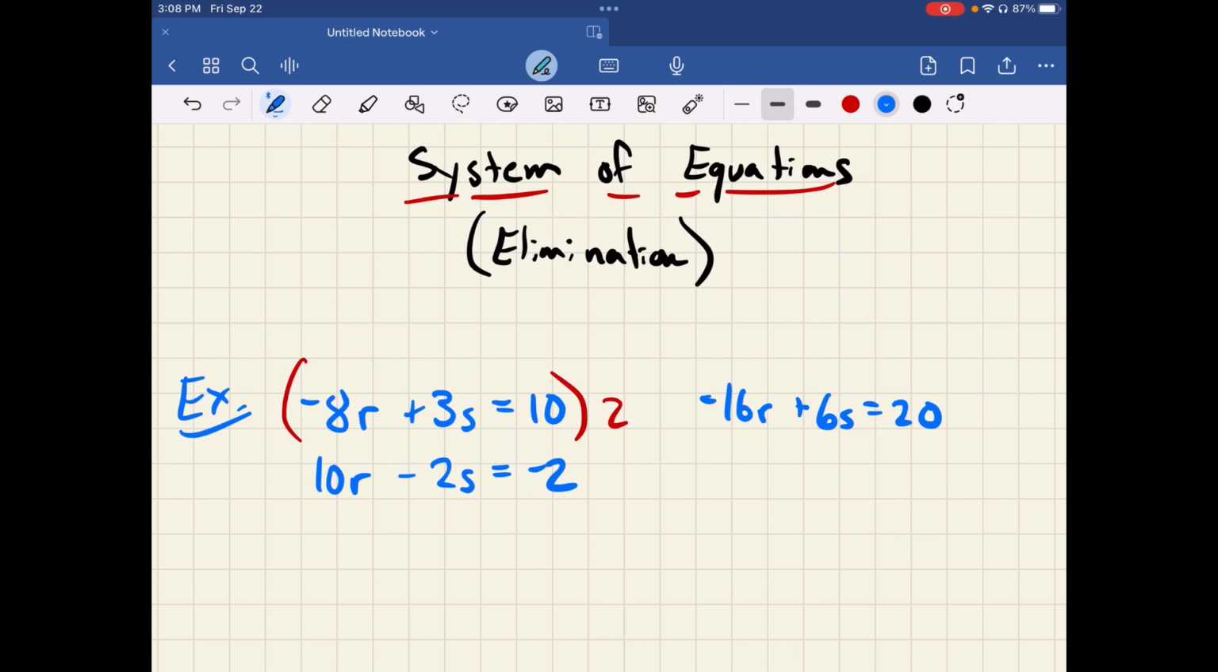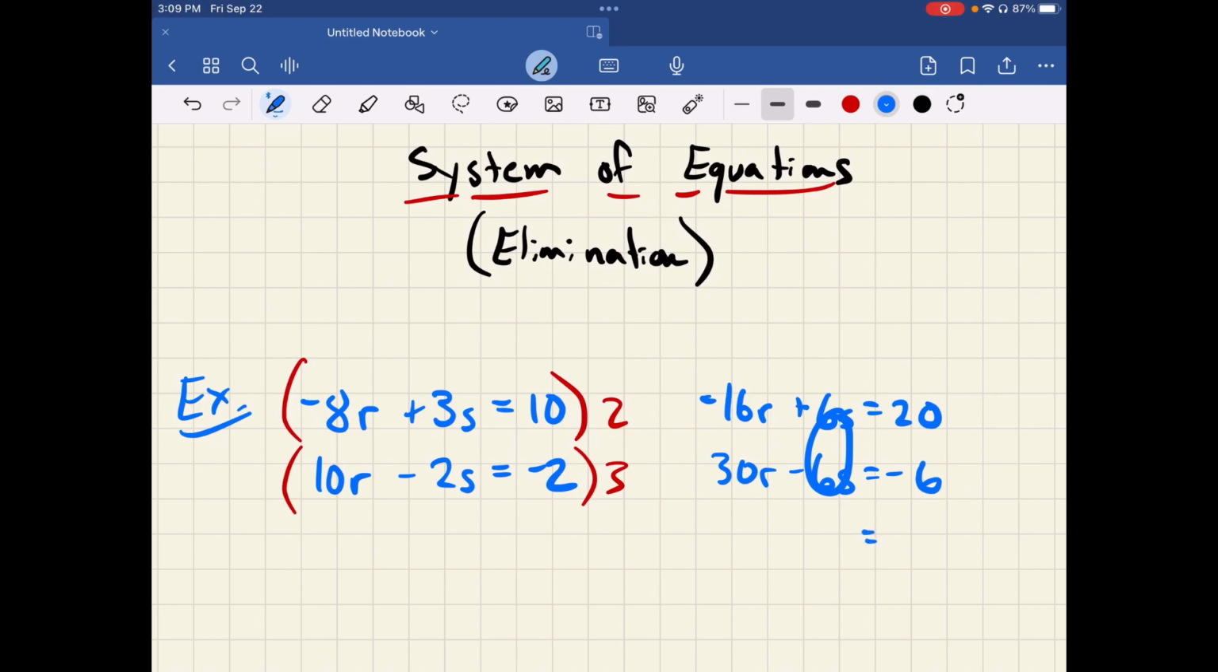And then if I notice right here, that's a 6s. So if I can get this to be a negative 6s, I know 6s plus negative 6s is 0. So on the bottom one, I'm going to multiply that one by 3. So what I get now is 30r minus 6s equals negative 6. All right, so now the 6s and the minus 6s eliminate, right? They're gone. They turn into a 0.